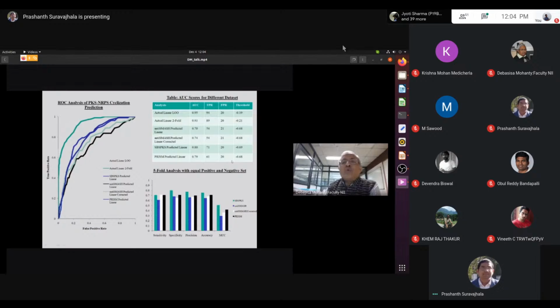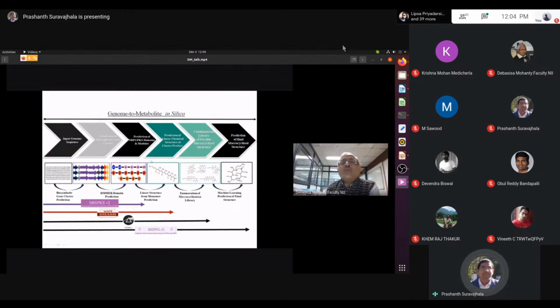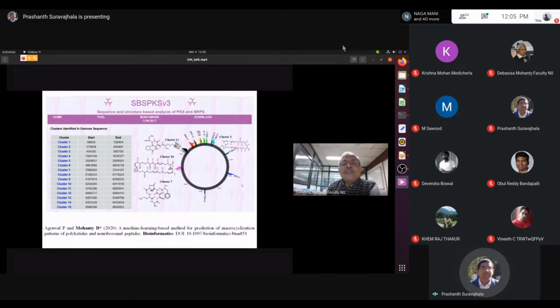So what I have told you so far is summarized here. You start from the genome and predict the gene clusters present. In the gene clusters, you predict the catalytic domains, and from that you predict the linear structure. Now you use machine learning at this step to go from the linear structure to the cyclized structure. This work has recently been published from our group in Bioinformatics.